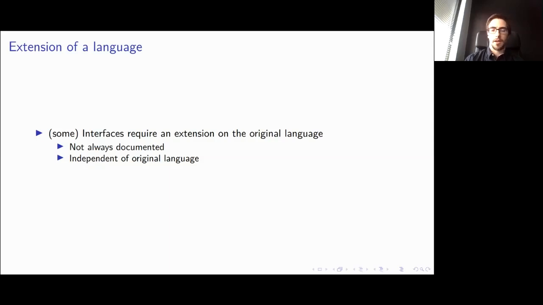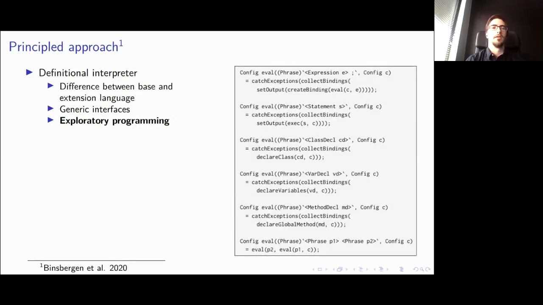To make the development of these interfaces clearer and more consistent, previous work gives a principled approach to constructing these types of interfaces. And this approach is based on a definitional interpreter. And a definitional interpreter is an interpreter that not only evaluates the program, but also defines its operational semantics. And with such a definitional interpreter, there becomes a clear difference between the base and the extension language, since there would also be a definitional interpreter for the extension language that then uses the base language.